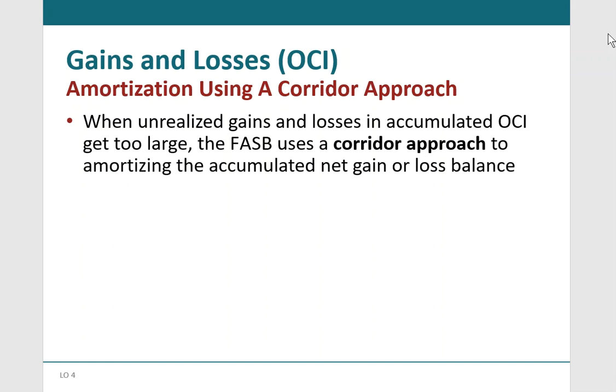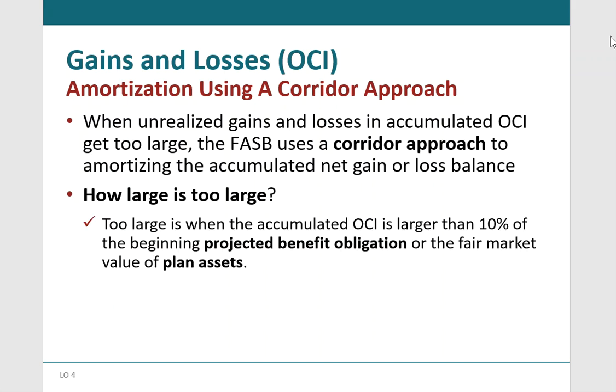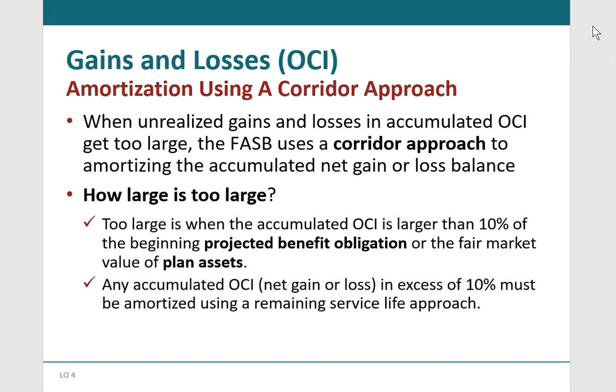When unrealized gains and losses in the accumulated other comprehensive income get too large, the FASB uses a corridor approach to amortize the accumulated net gain or loss. The question then is, how large is too large? Too large is when the accumulated other comprehensive income, gain or loss, is larger than 10% of the beginning projected benefit obligation balance, or 10% of the fair market value of plan assets. Any excess accumulated other comprehensive income will be amortized using a remaining service life approach.